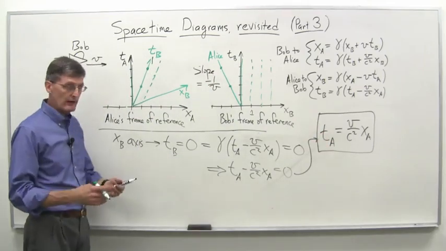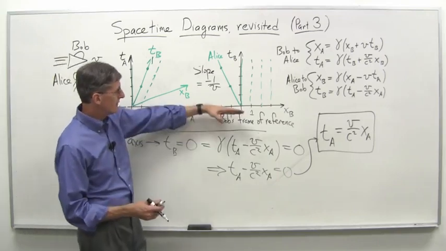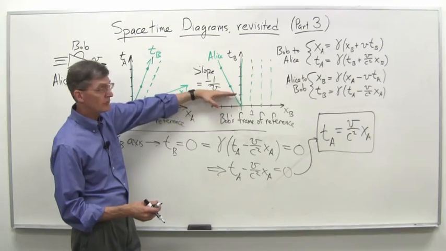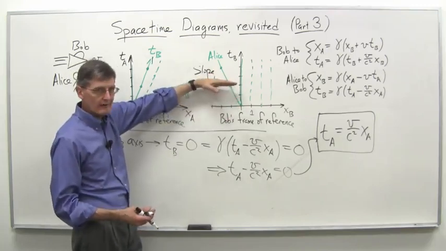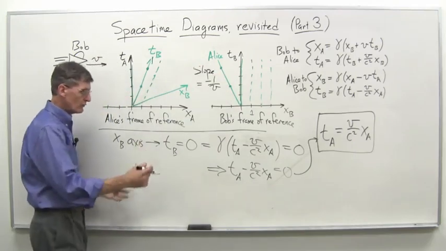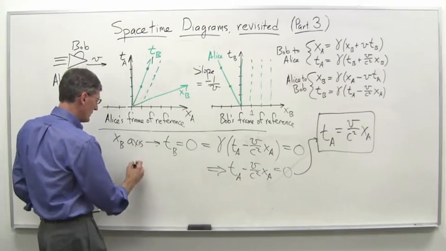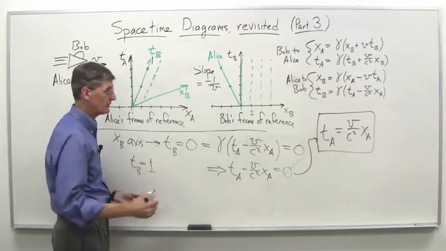And we could do lines of simultaneity as well. Again, the lines of simultaneity here would be t sub b equals 0, t sub b equals 1, t sub b equals 2, or really any t sub b. t sub b equals 3.896 is a line of simultaneity. And again, to do that, same idea here. We just say t sub b equals 1. Okay, that's a line of simultaneity here.